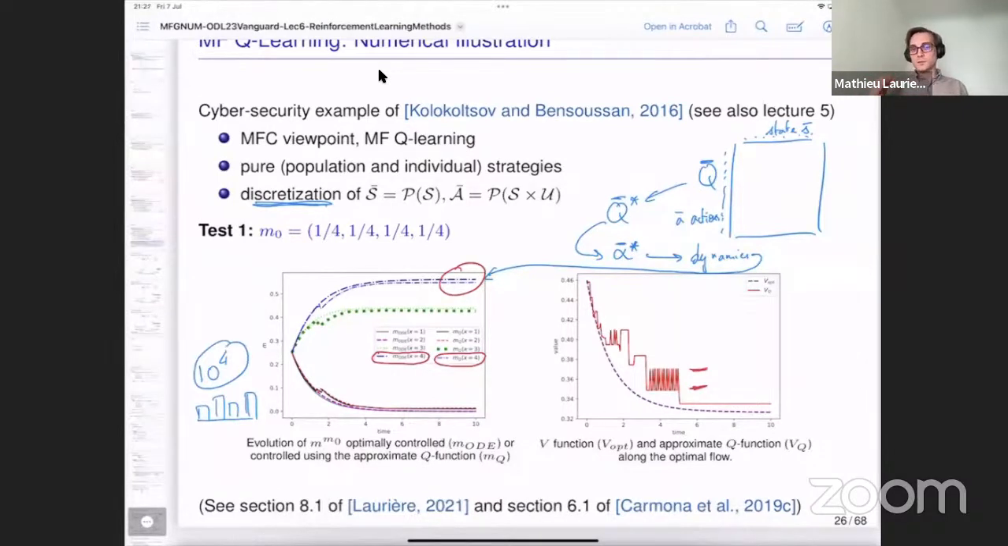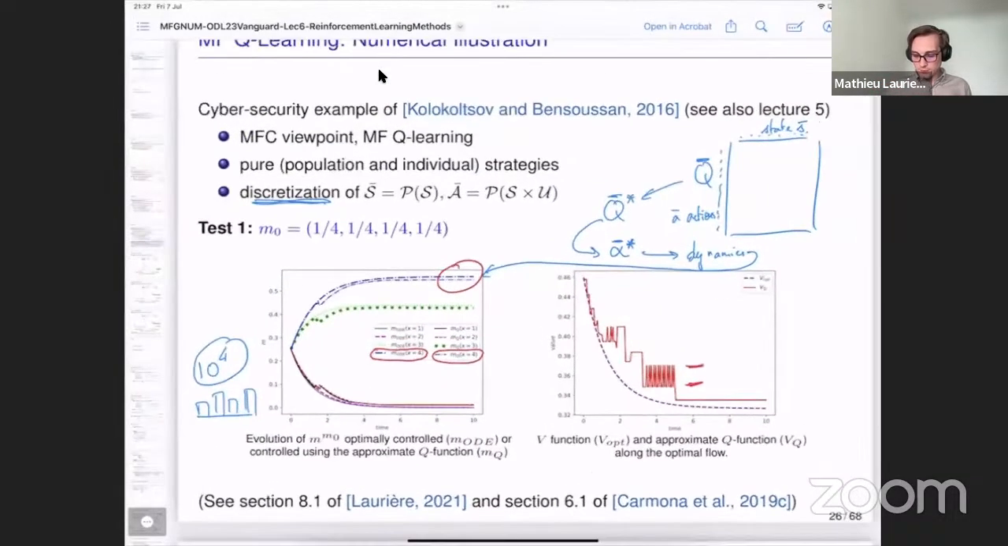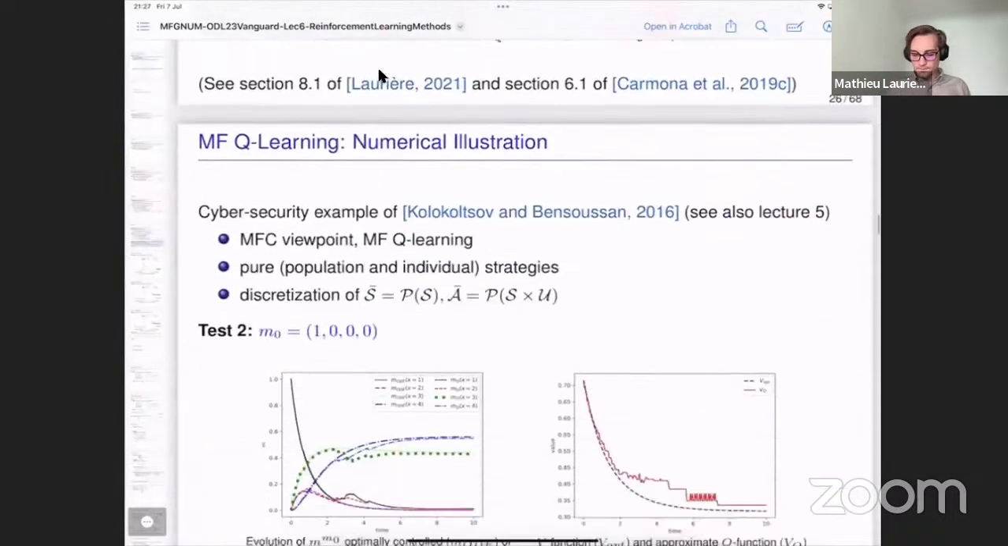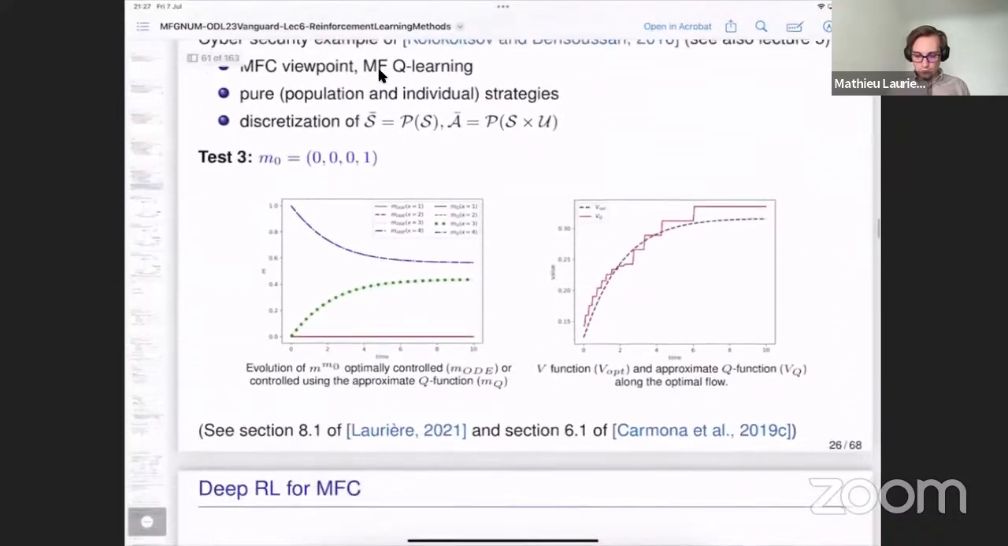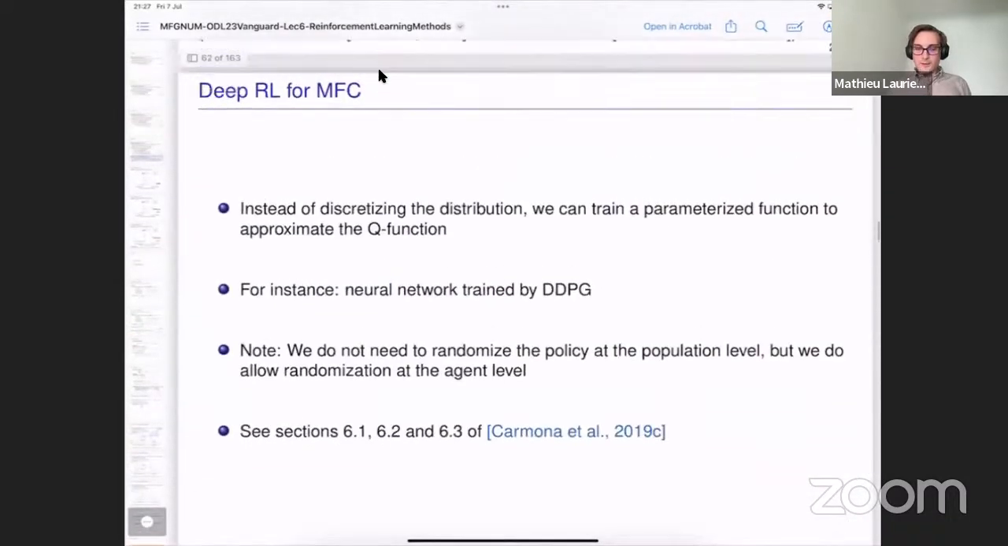But the good thing is we understand it well. We can have convergence result for this tabular Q-learning. So that's nice, as a first method. There are more examples. I will skip that. Instead of doing this discretization, we can also put a neural network and train it using, for example, DDPG.